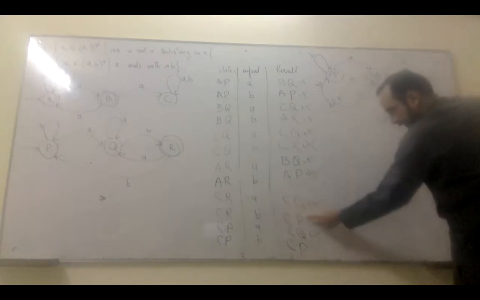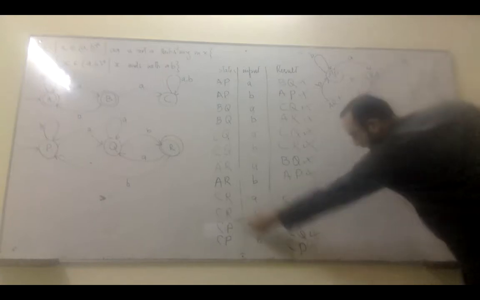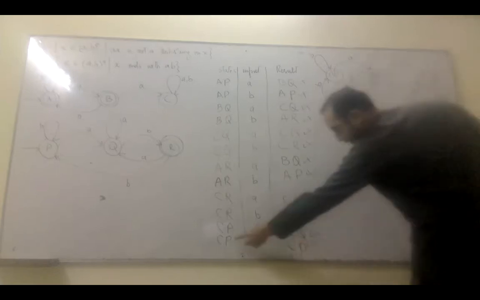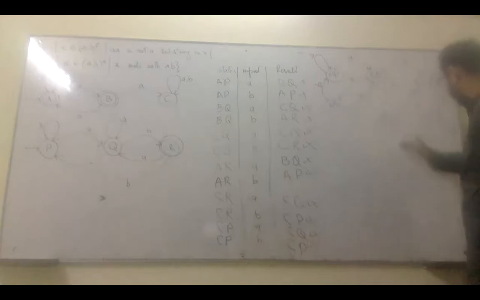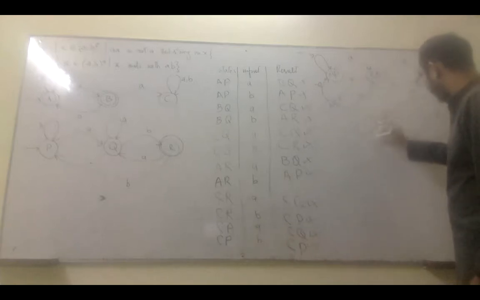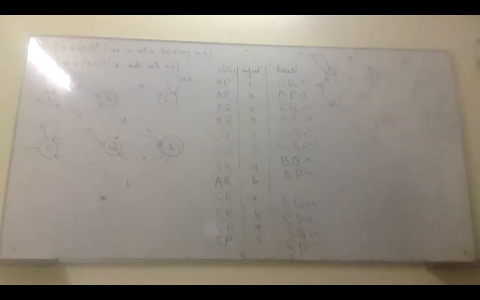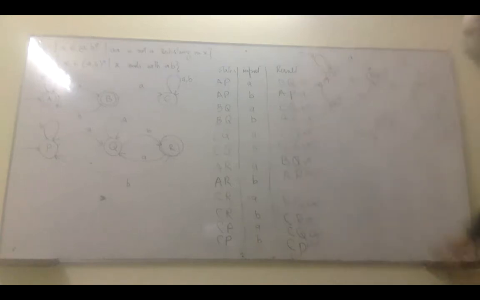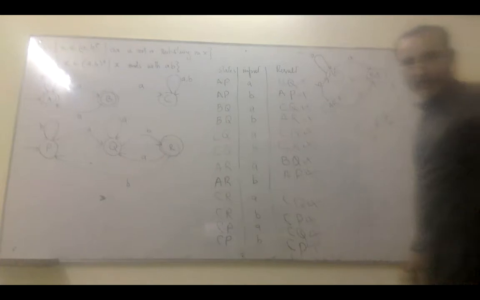CR taking B, CP. CP taking A, CQ, and CP taking B, CP. Now this is finished according to all these transitions. Now this is the combined DFA.